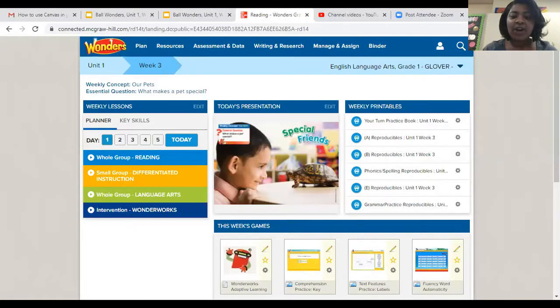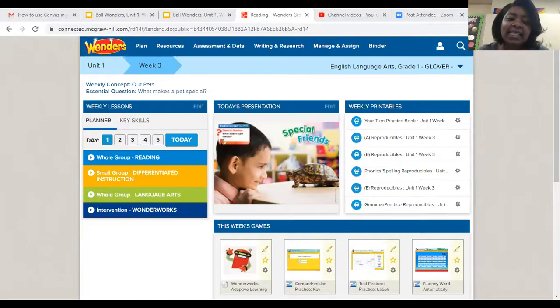Let's take a look at our Your Turn practice page. Today, we're only going to focus on page 29. All right, so labels is what we just learned about today. Labels are words or phrases that name people or things shown in a picture or photograph. Look at the pictures, read the labels, then use the labels to complete the sentences.